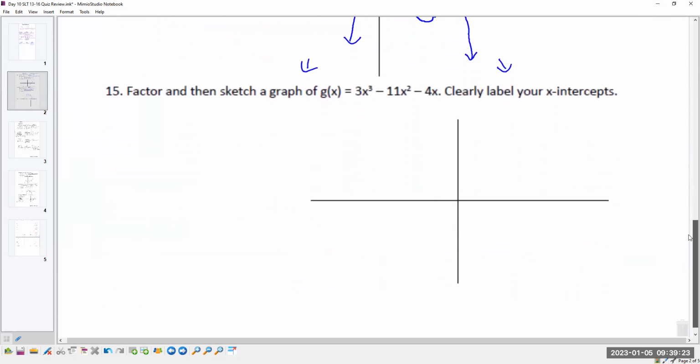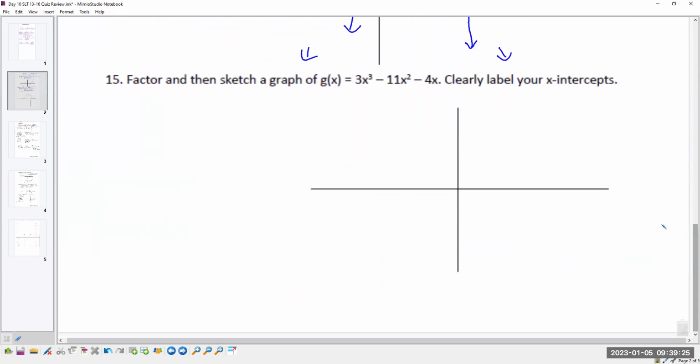All right, our last problem, number 15. Well, there's no leading questions. We're just asked to sketch the graph. So let's notice a few things. The degree is 3. The leading coefficient is positive. So we know it goes like this. It's not factored. So take a moment and factor. You should pause the video and factor on your own.